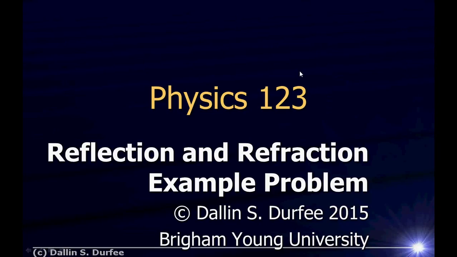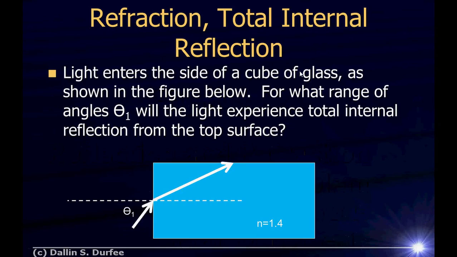Okay, here's an example problem for you using refraction. So here's the problem. Light enters the side of a cube of glass as shown in the figure below. For what range of angles theta 1 will the light experience total internal reflection from the top surface?